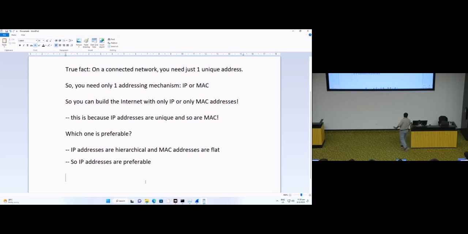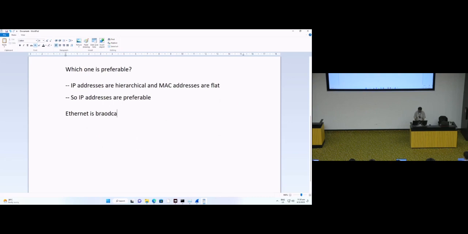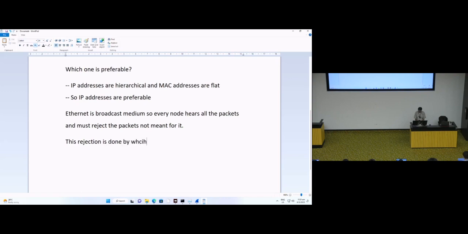Then let's write that down. We can say Ethernet is a broadcast medium, so every node hears. My typing is horrible, right? So this is where we were.